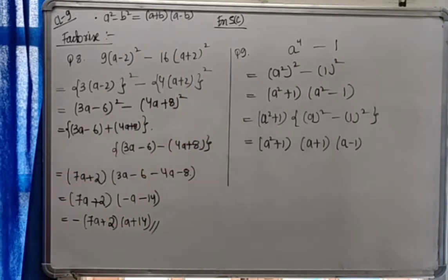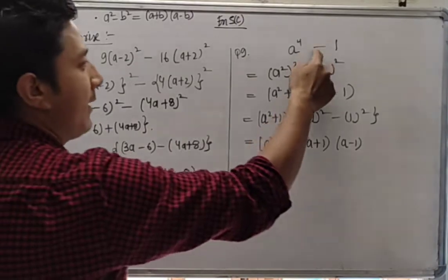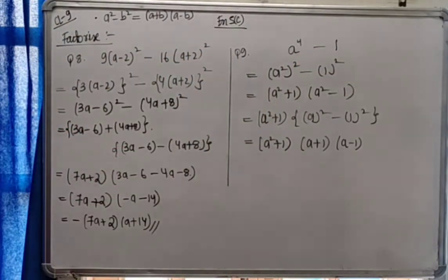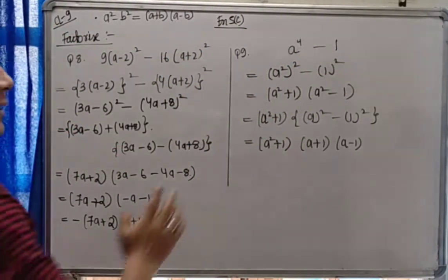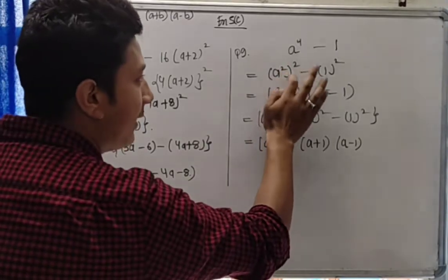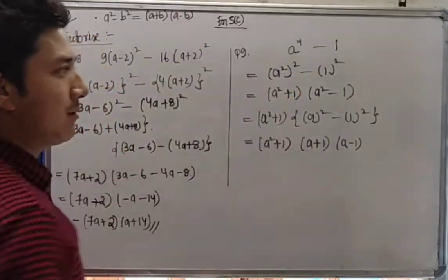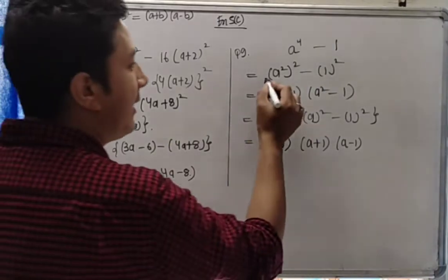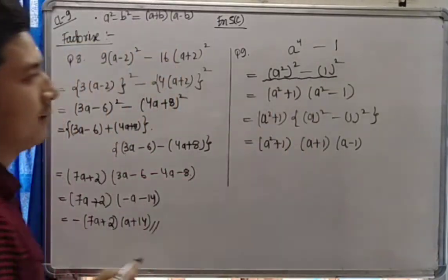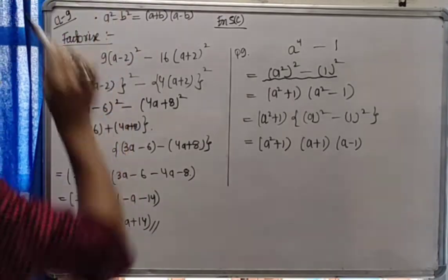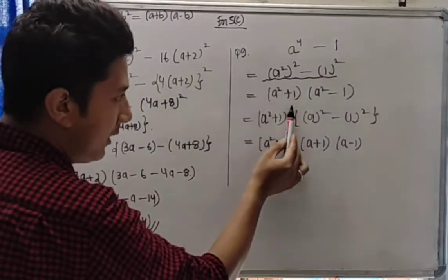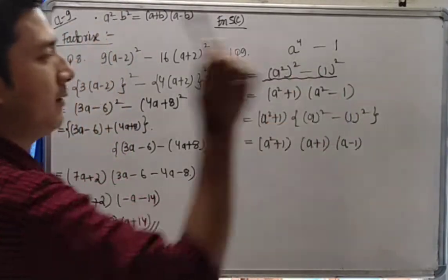Question number 9 is this: a to the power 4 minus 1. Now see, a to the power 4, I can write it as a square bracket whole square, isn't it? And minus 1, I can write it as 1 square. So again, if we can identify the formula, it is in the form of a square minus b square. So a square plus 1 into a square minus 1.